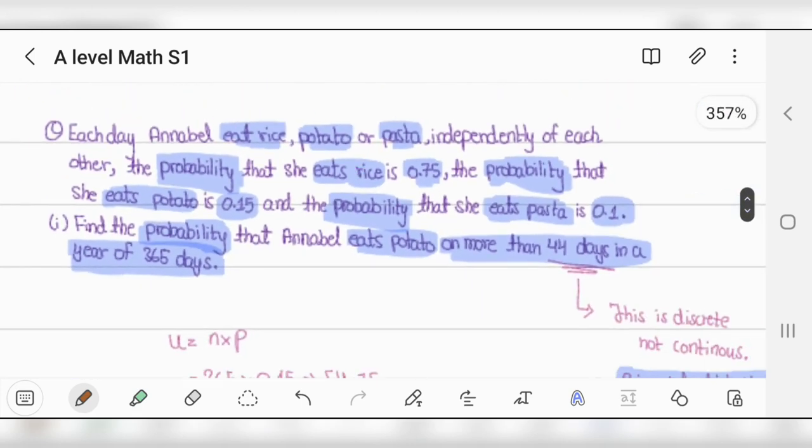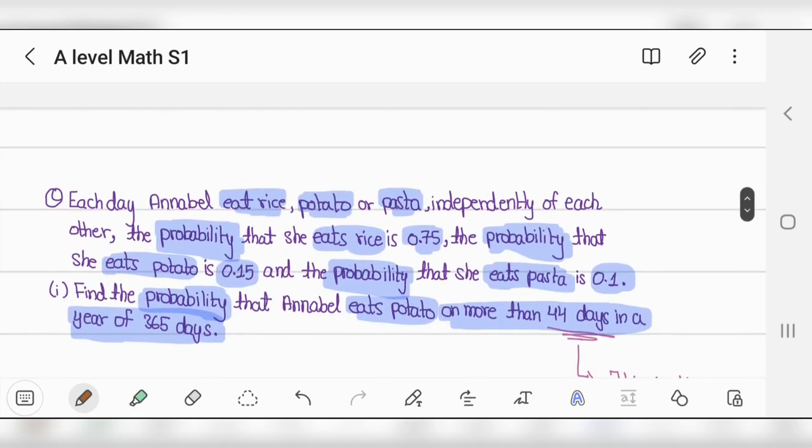This is another question. Each day Annabel eats rice, potato, or pasta independently of each other. The probability that she eats rice is 0.75. The probability that she eats potato is this. That she eats pasta is this. Find the probability that Annabel eats potato on more than 44 days in a year of 365 days. Okay. On more than 44 days.